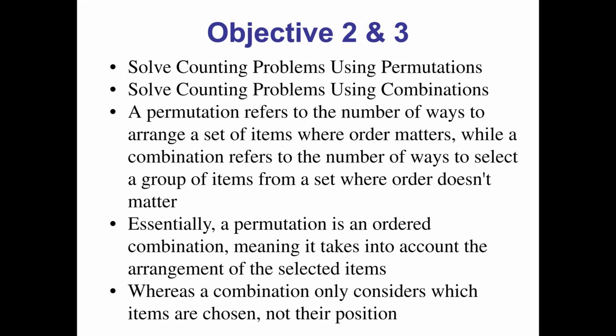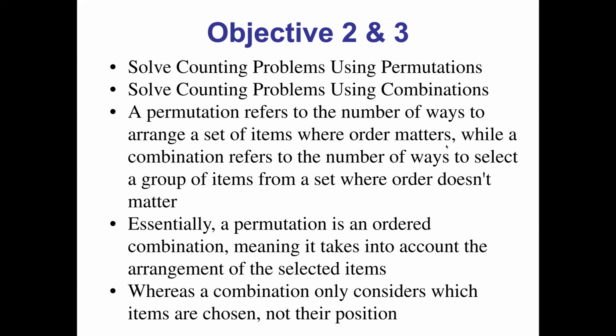Okay. So this is the summary. We solved counting problems using permutations and combinations. And here's the definition. A permutation refers to the number of ways to arrange a set of items where order matters, while a combination refers to the number of ways to select a group of items from a set where order doesn't matter.